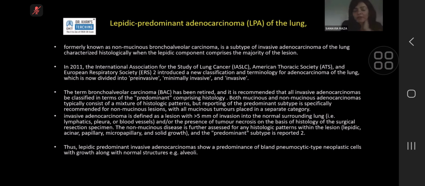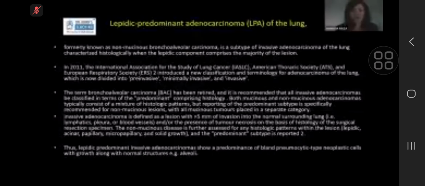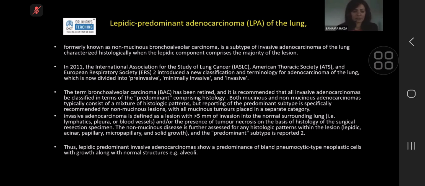Something called lipidic predominant adenocarcinoma. Some of you may have heard this term, that's why I put this on. Sometimes it was formerly known as non-mucinous bronchoalveolar adenocarcinoma. So the terminology has slightly changed, and that's why I put that on here. Now the classification terminology is based around the pre-invasive, the minimally invasive, and the invasive. The term bronchoalveolar carcinoma has been retired. It is recommended all invasive carcinomas are classified with the predominant type of histology.